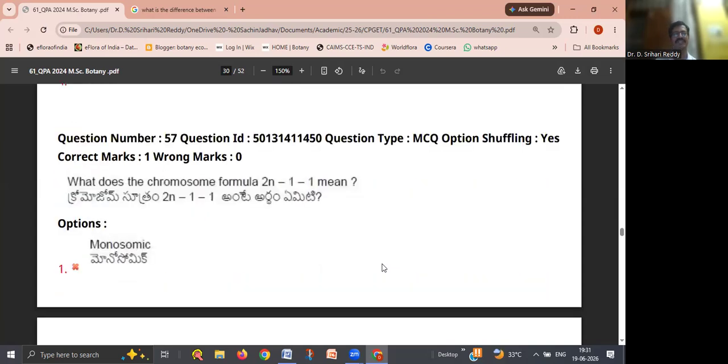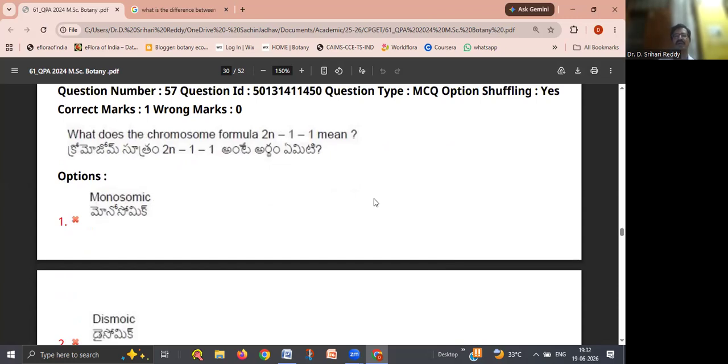Next, what does the chromosome formula 2n minus 1 mean? We already discussed this. If there is one chromosome less than the diploid number, 2n, for example in human beings there are 46 chromosomes, that is the 2n. If anyone has 45 chromosomes, that is 2n minus 1, also called monosomic. If there is 2n plus 1, trisomic. And if there is 2n minus 2, that is called nullisomic.